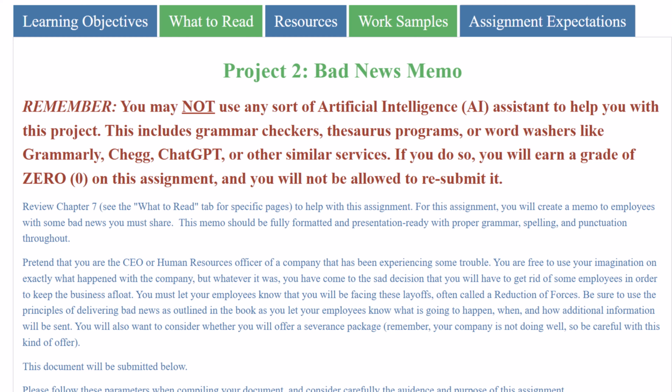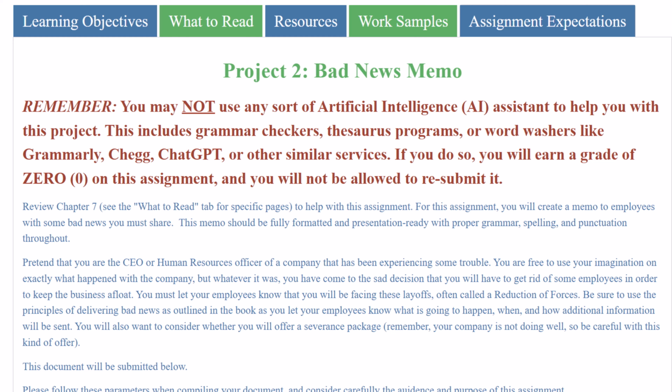You're free to use your imagination as to whether this was an incident or an ongoing series of incidents, but whatever it was, you've come to the sad decision that you have to get rid of some people. You're going to have to lay people off or the whole business will close. You have to let your employees know that you're going to have these layoffs. You can refer to them as a reduction of forces if you prefer.